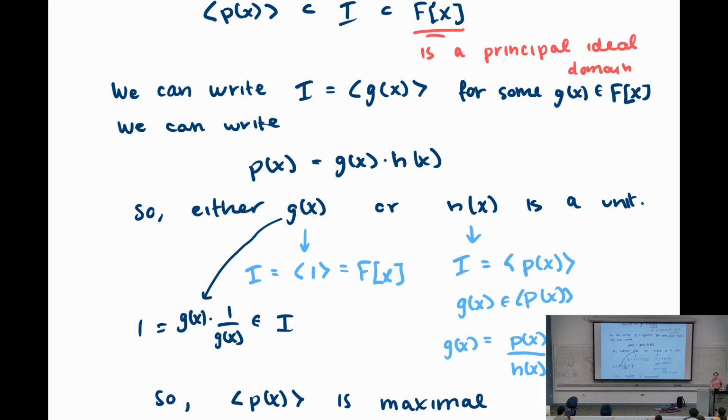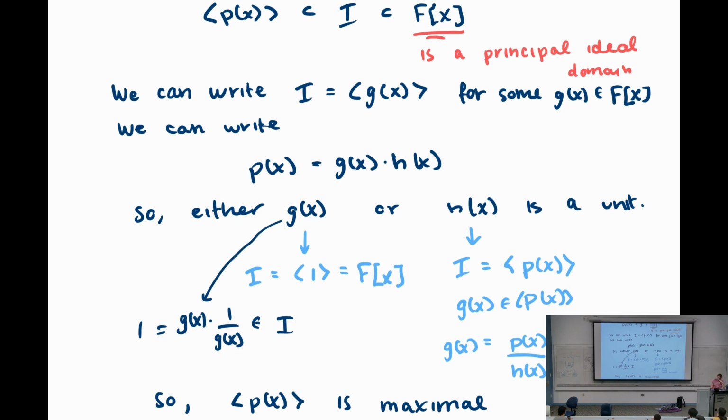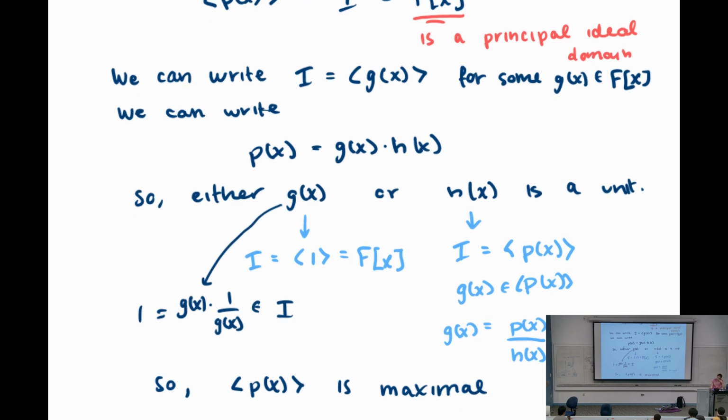Other questions about this proof? Yeah. Can you explain the right side a little bit? Like what p(x) divided by the unit h(x) implies that I is equal to the principal ideal? Okay, so why is this true? I claim that it's enough to show that g(x) is contained in there. So why is that true? Well, I can write g(x) as p(x) times something, where that something is the multiplicative inverse of h(x). Yeah. Other questions?